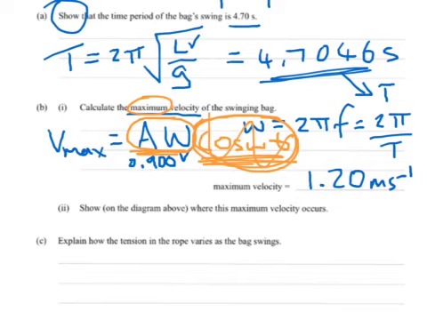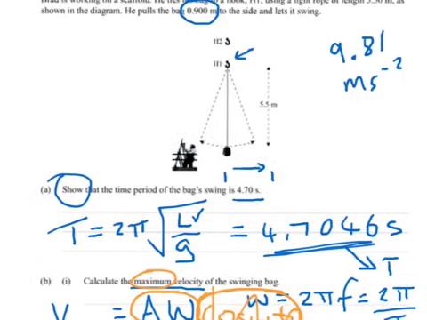Okay, 2. Show on the diagram above where this maximum velocity occurs. Remember the acceleration is proportional to the displacement. When your acceleration is maximum, that's when it's changing direction, and at the change of direction the velocity is 0. So when your acceleration equals 0, that's when it has achieved its maximum velocity, and that point is right in the center. That's when Vmax will occur.